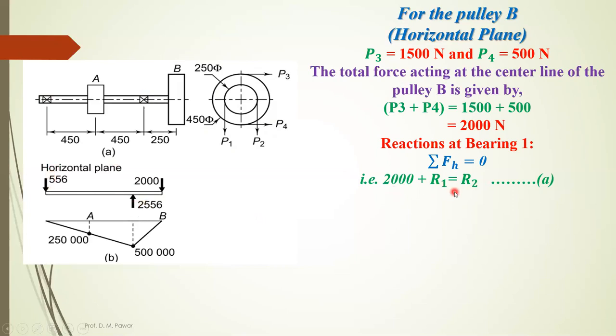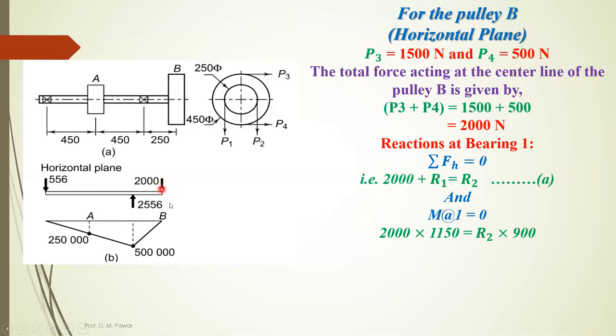So these are the reactions at horizontal plane at bearing 1 and bearing 2. By that equation I will get equation number A. Similarly, the second equation I will get by taking moment about point 1 equal to 0. This is for equilibrium condition, moment about point 1, this bearing 1, is nothing but 0. So I will take the moment of all the forces. Here you can see the clockwise moment we will take positive.